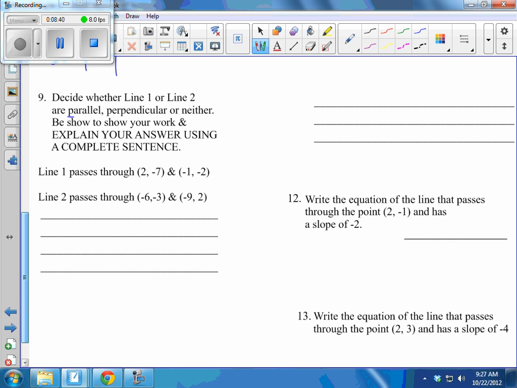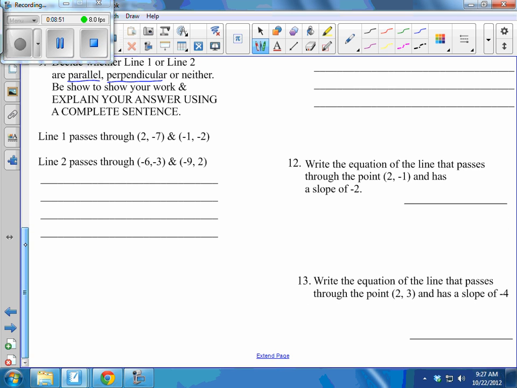Well, remember, parallel lines have the same slope, and perpendicular lines have slopes that are opposite, so one's positive and one's negative, and then reciprocal, so the fractions are going to flip. So starting with line 1, I'm just going to put m1. I'm going to take negative 7 minus negative 2, and then I'm going to subtract my x's the same way. So I will take 2 minus negative 1. Again, I'm going to add the opposite. When I go for the numerator, negative 7 plus 2 is now negative 5, and my denominator, 2 plus 1 is 3.